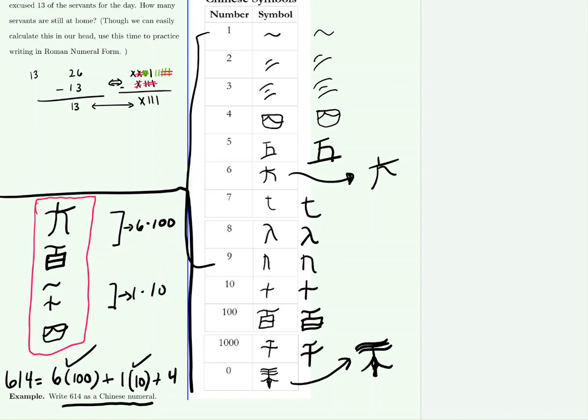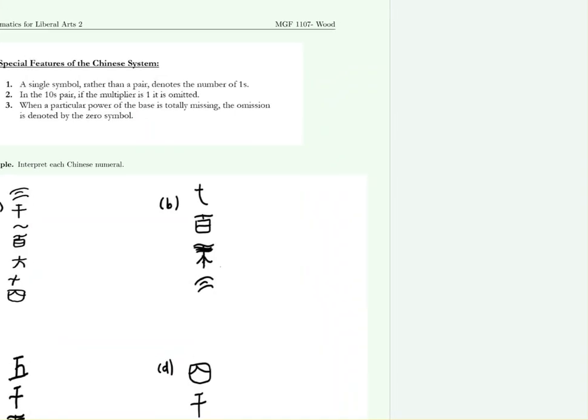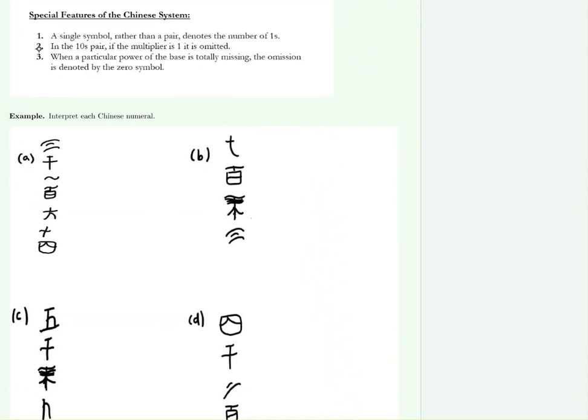So these brackets that I put were just to help me see the pairs. It's not part of the numeral, but if it helps you as you work off to the side, feel free to do it. Now, we've talked through these first two features in our earlier examples. Let's just talk about this last feature then.